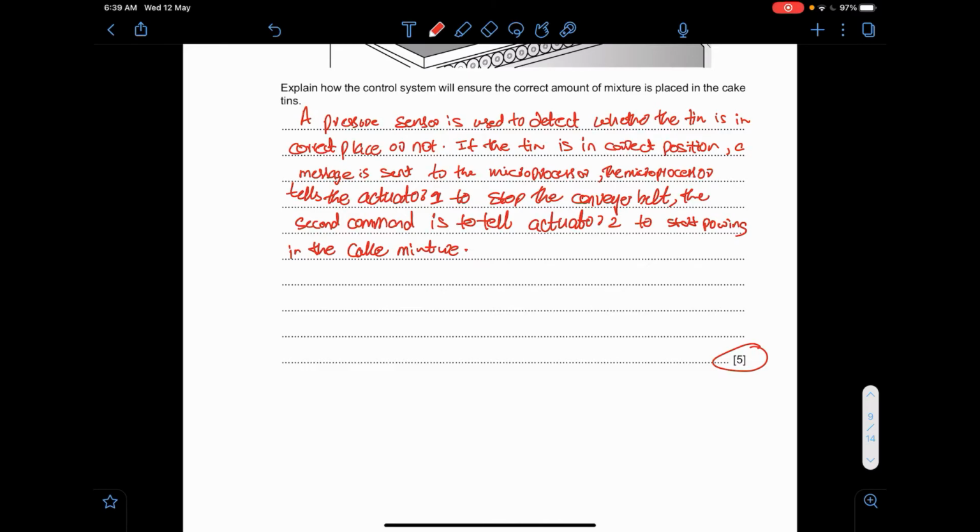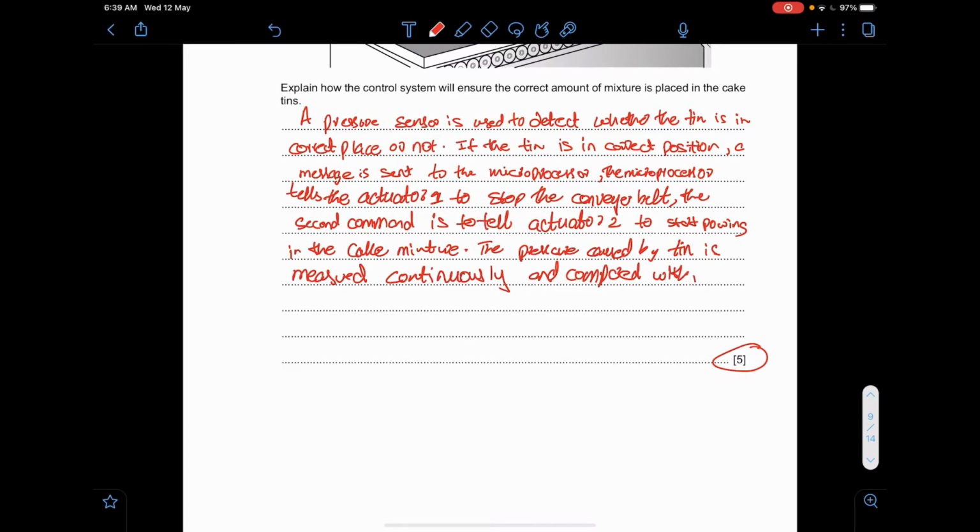Okay, so now that you're filling in the cakes mixture, the pressure caused by the tin is measured continuously and compared with preset values. As soon as the preset value is matched.